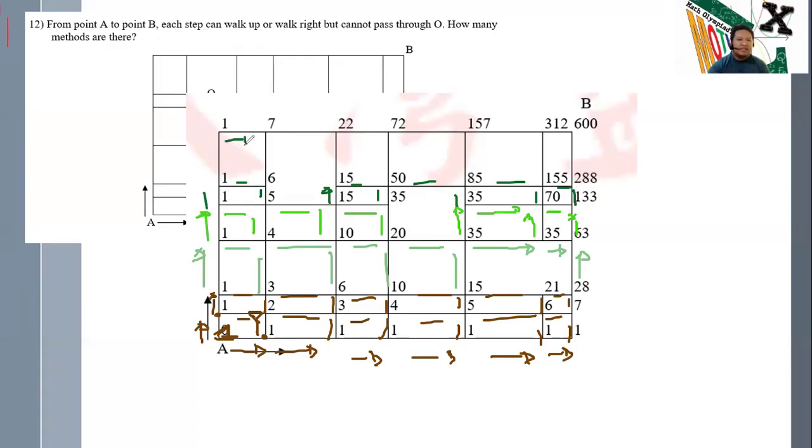So again, that's a process here. I think this one is complete now. This one is 22. Again, the arrow is going up, going here, going there. So that's 72 plus 185, that's 157. Here and here, that's 312. And 312 plus 288, that will give us 600. And that's a solution for that problem number 12.